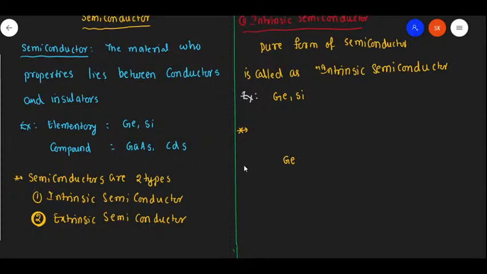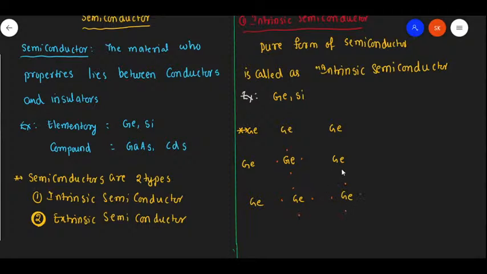For example, if you take a germanium sample, it has many germanium atoms, like this: germanium, germanium, germanium, germanium, germanium. But each germanium atom has four valency electrons, like this.